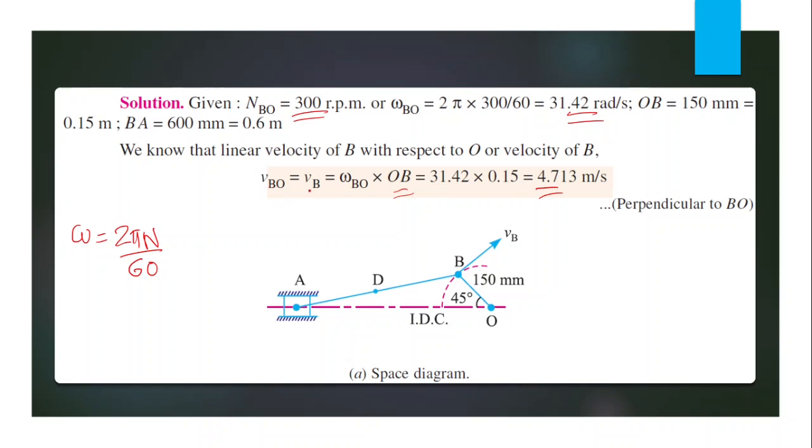Linear velocity is equal to omega into R, where R is the distance of the particular point where the velocity is calculated to the pivot point. R is the distance between this particular point where we are calculating the velocity and the pivot point, between these two points.